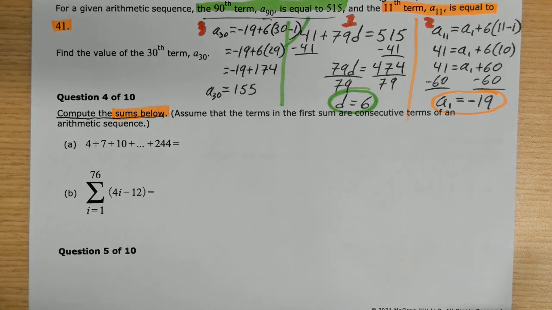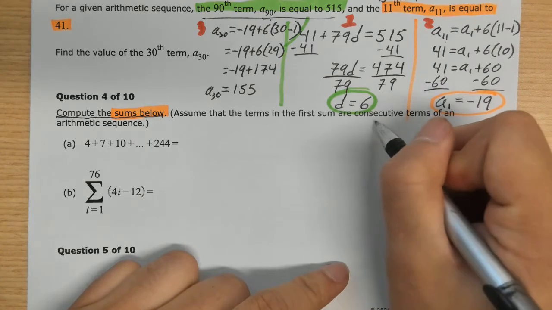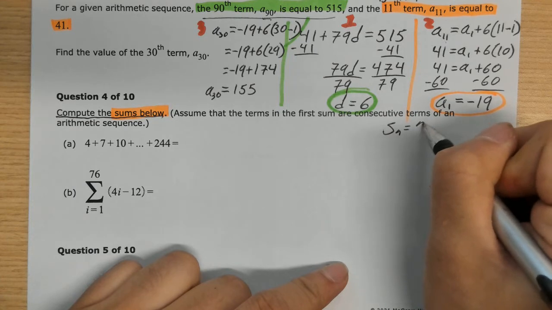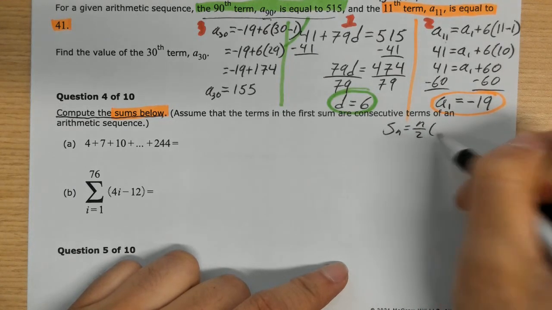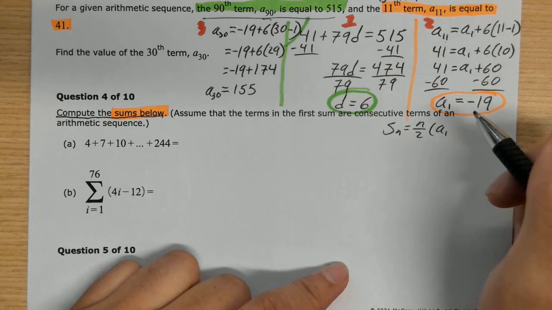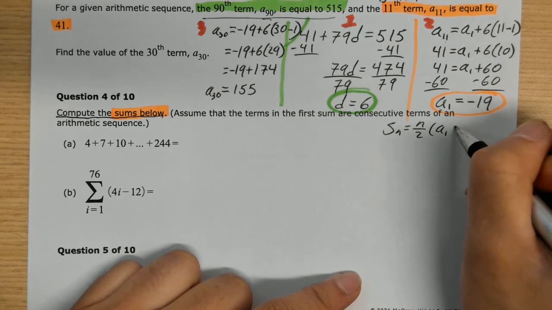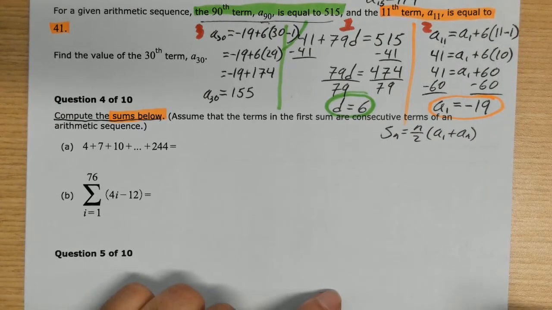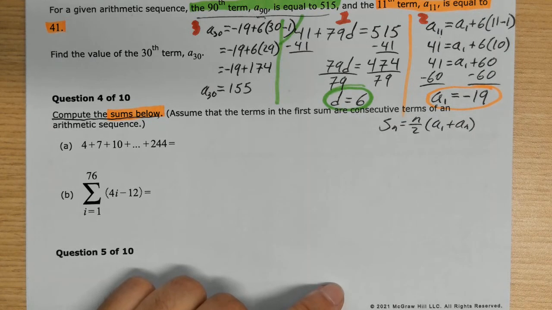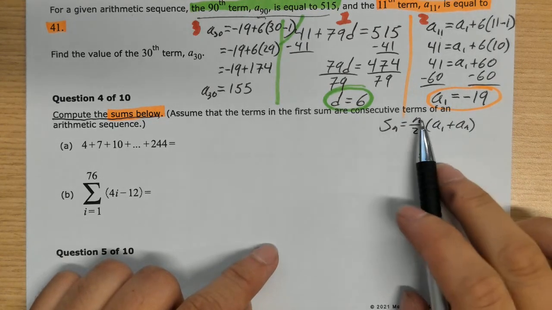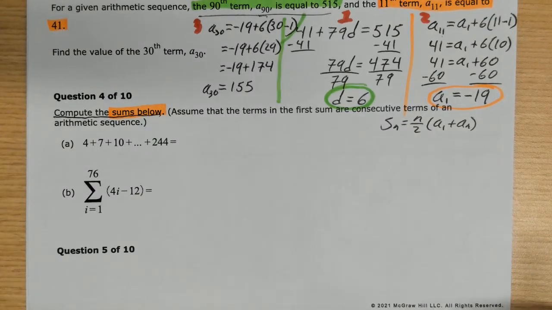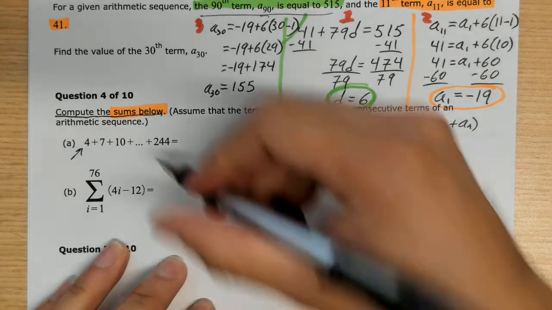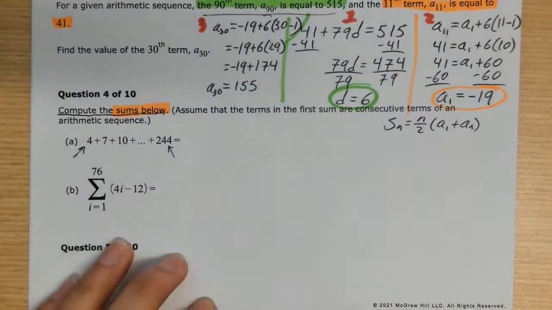So let's use the formula that I gave you. Remember the formula for the sum? S sub n, S for sum, equals n divided by 2 times the first term plus a sub n. A sub n stands for the last term. Remember I gave you all of those notes? So I need to find the first, the last, and up to what number I'm adding. The first value is 4. The last value is 244.